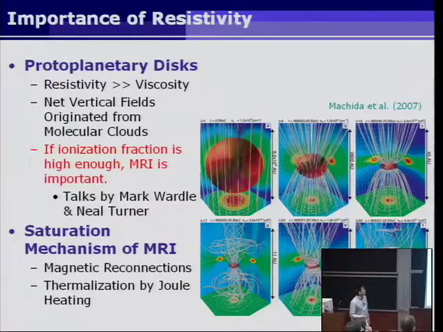And this part will be discussed in the last session of this workshop, the final day, by Mark Wardle and Neil Turner. Another important reason to include resistivity is that it's good for the study of the saturation mechanism of MRI, because we know magnetic reconnection plays a very important role in MRI turbulence, and Joule heating, ohmic dissipation, is the dominant term of the thermalization in saturated turbulence. In order to study these terms, we must include the resistivity effect in the simulations.